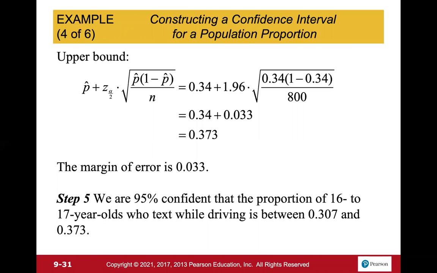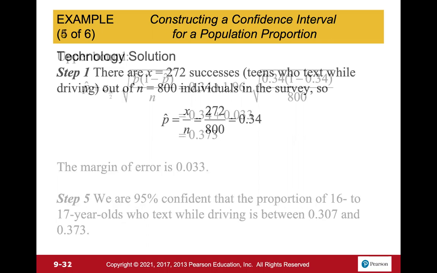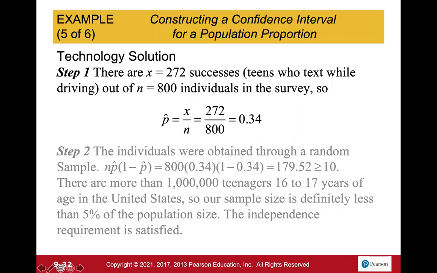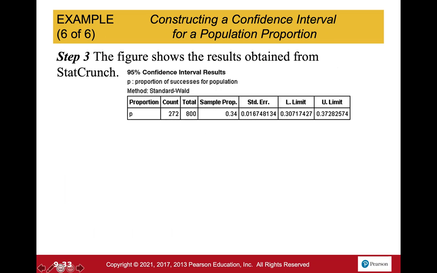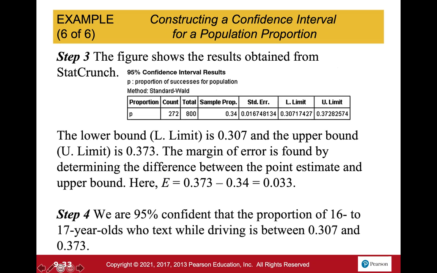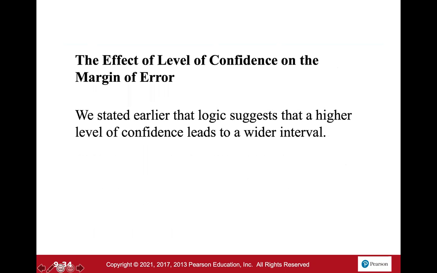And step 5, this is what I believe is the most important part. So we are 95% confident that the proportion of 16 to 17 year olds who text while driving is between 0.307 and 0.373. And now using technology, pretty much the same thing. They go about it a different way with StatCrunch. But yeah, we were using Excel.